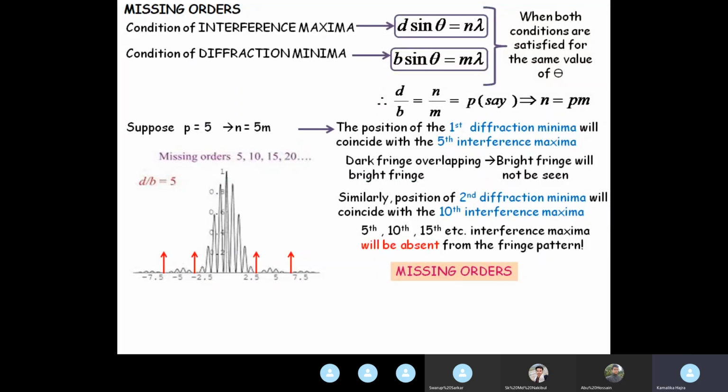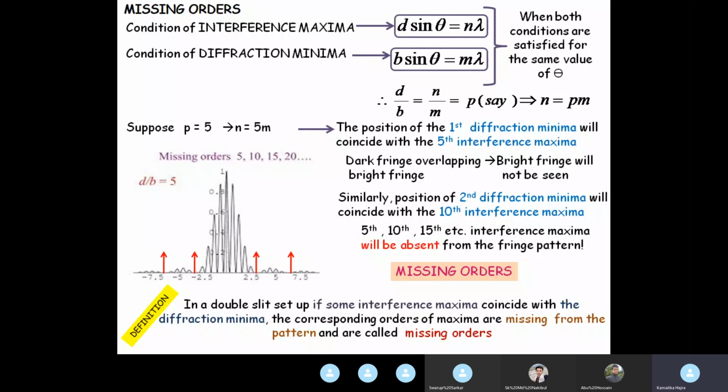All right. And so the definition of a missing order is, in a double slit setup, if some interference maxima coincide with the diffraction minima, then the corresponding orders of maxima are missing from the pattern and they are called the missing orders. Okay. Not all interference maxima are absent. Of course, then of course you won't have the fringe pattern at all. It will be a dark screen.